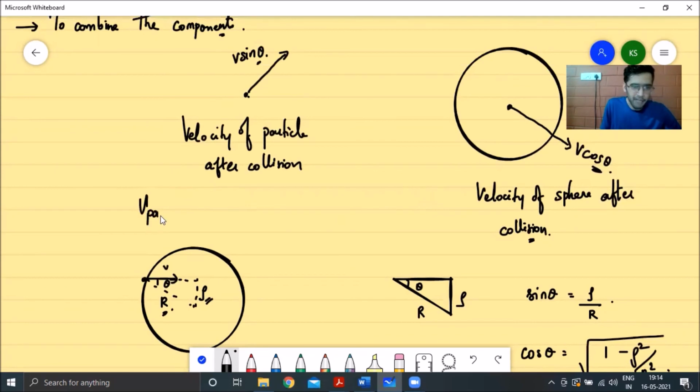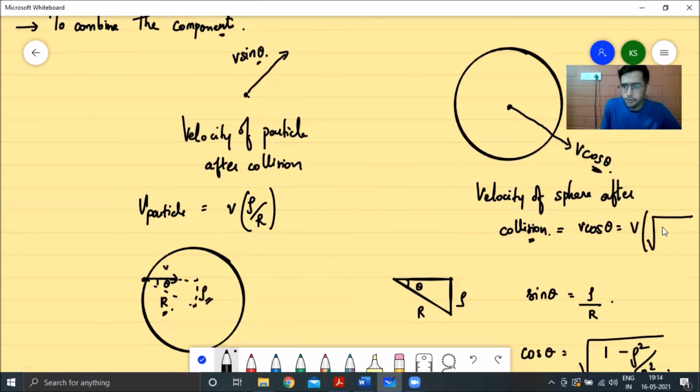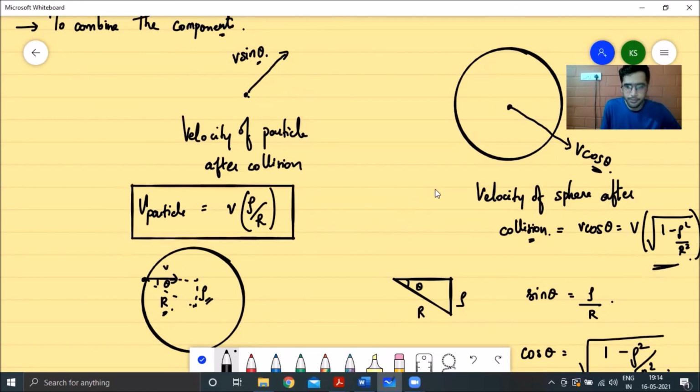So velocity of particle after collision will be v sin theta. So that will be equal to v into rho by capital R. Whereas what's the velocity of the sphere after collision? That was equal to v cos theta. So that will be equal to v into under root of 1 minus rho squared by r squared, right? So this will be a final answer, and these will be the velocities of the particle and the sphere after collision, right?